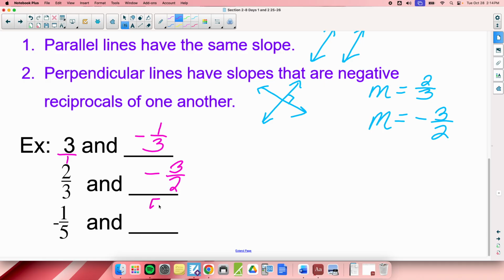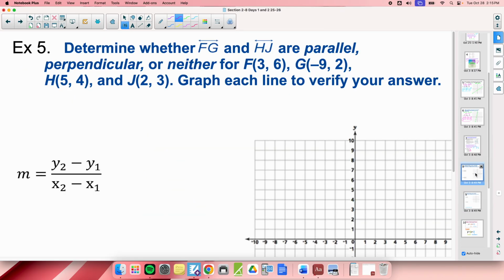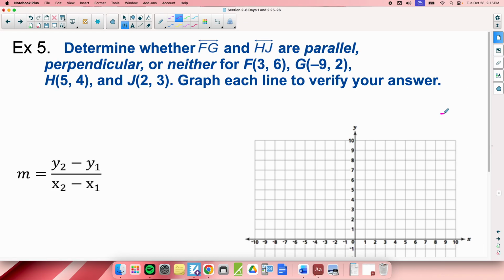Positive 5 over 1, or some people would write it as 5, whichever way makes more sense to you. Are you guys okay with that? All right. Now, let's go to this page right here. Okay. Now, this is the last type that you're gonna have on your worksheet today.